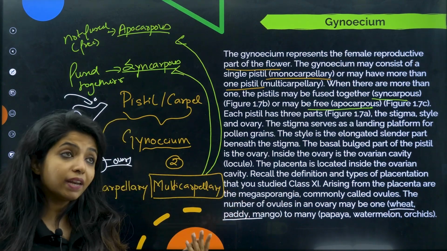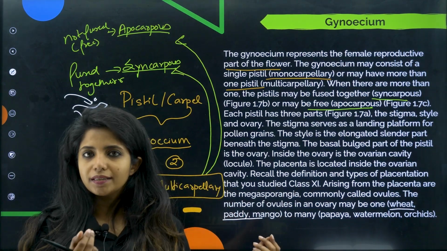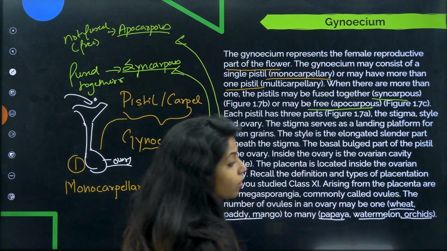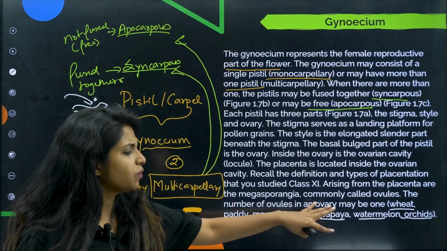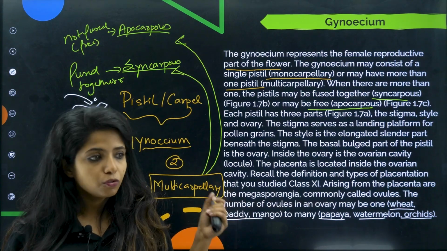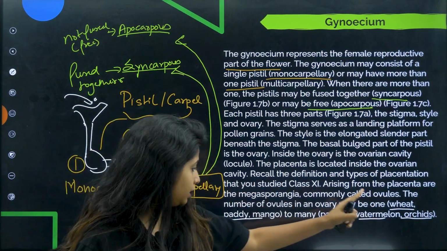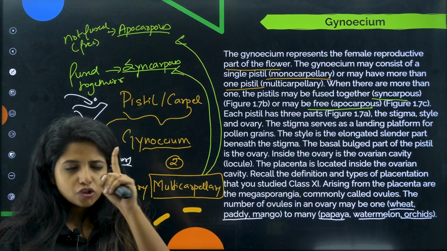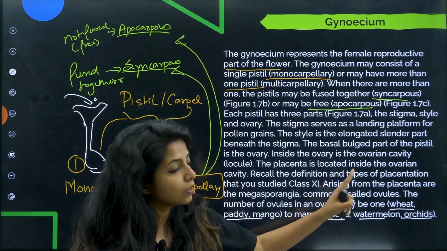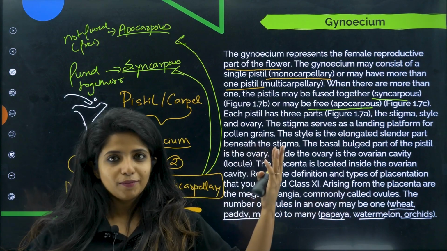Now, it could be many as well. If you see papaya, there are so many seeds. That means so many ovules are there. So papaya, watermelon, orchid, all of them come under this category. Papaya and watermelon we can remember because we eat them. Orchid, you won't be able to remember, so we have to learn it. So wheat, paddy, mango have just one ovule in the ovary, whereas papaya, watermelon, orchid have many ovules in the ovary.